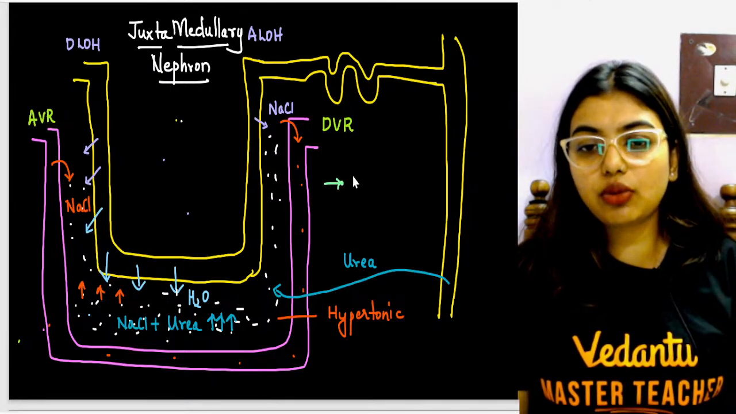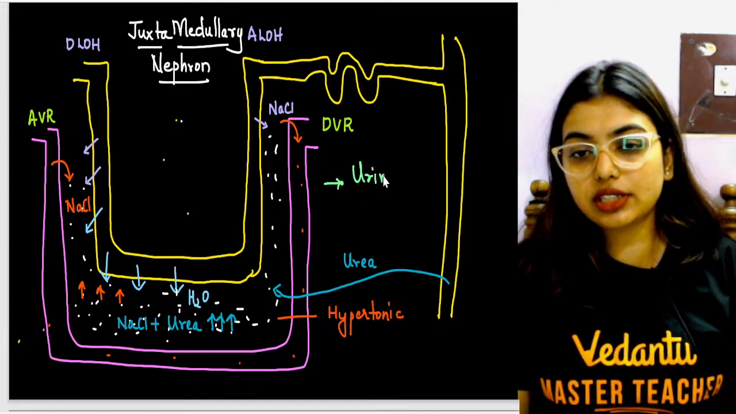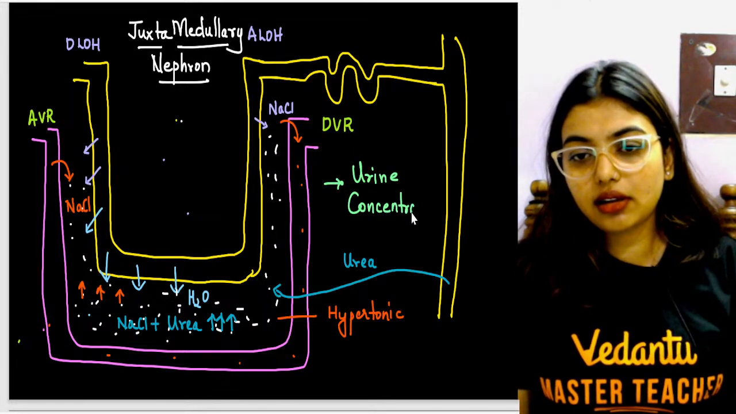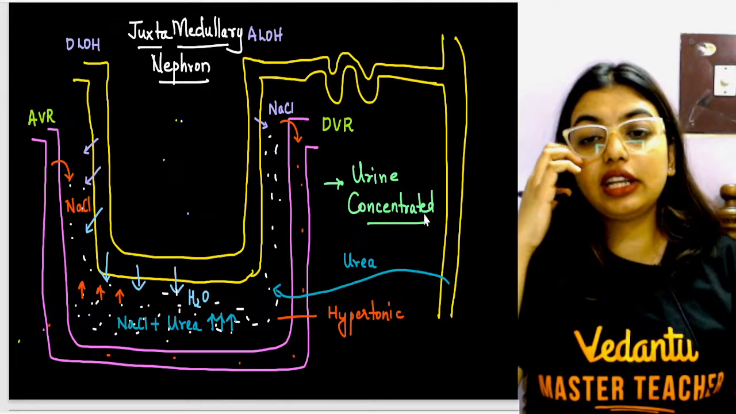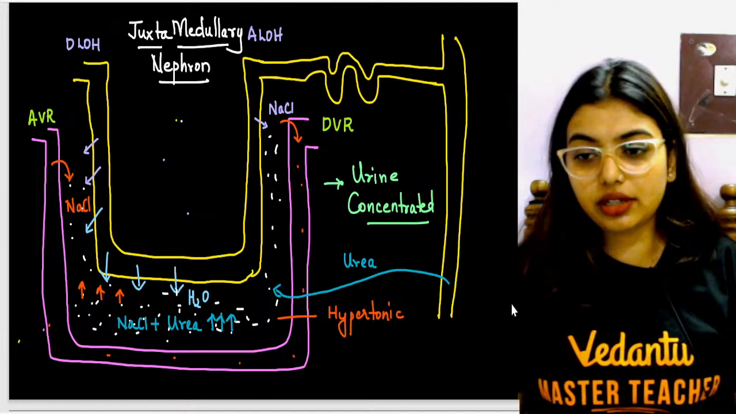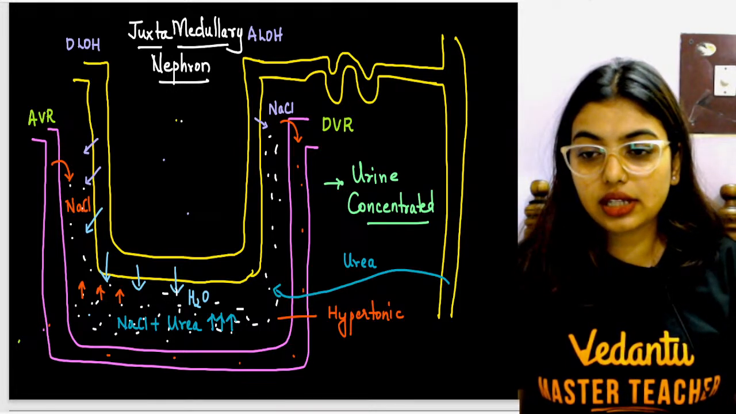So students, here what happens, the urine formed will be concentrated. Understood? Yes or no? If the loop of Henle is not there, then the urine will become diluted. Clear or not, students? Yes, all of you?